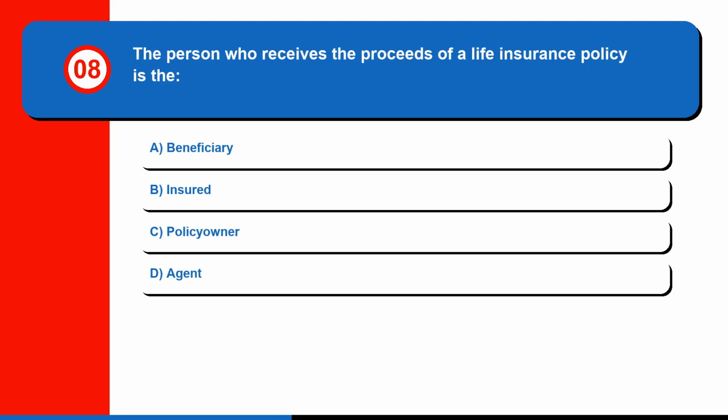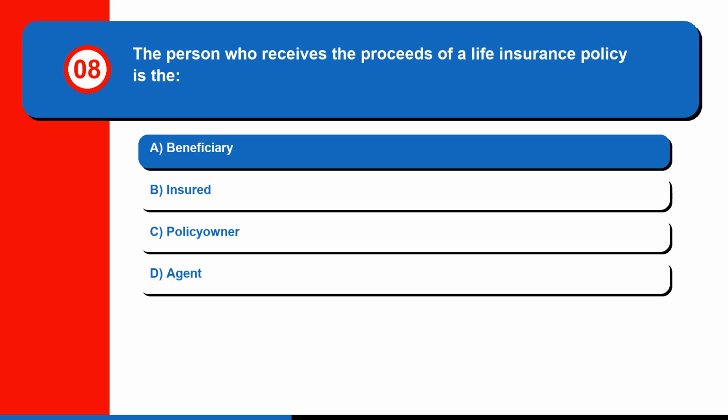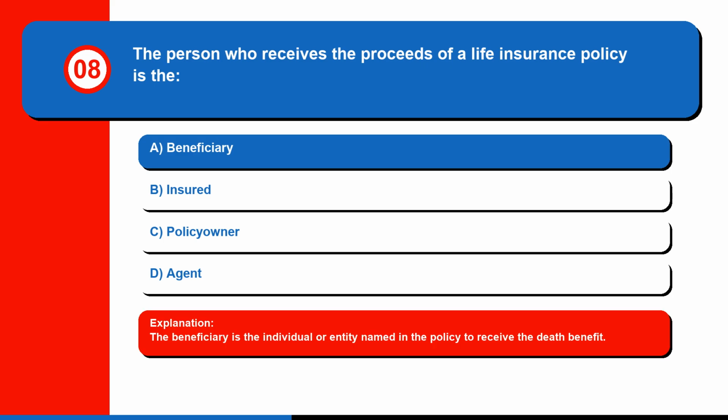Question 8. The person who receives the proceeds of a life insurance policy is the A. Beneficiary. B. Insured. C. Policy owner. Or D. Agent. The correct answer is A. Beneficiary. The beneficiary is the individual or entity named in the policy to receive the death benefit.